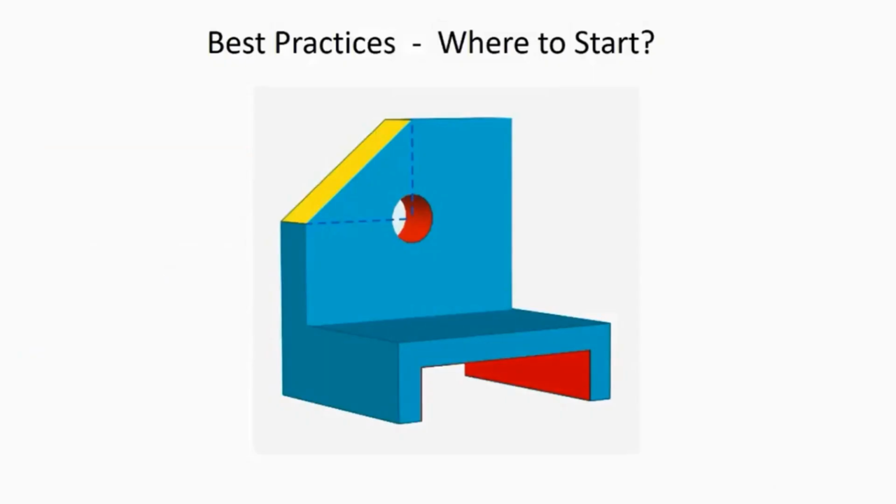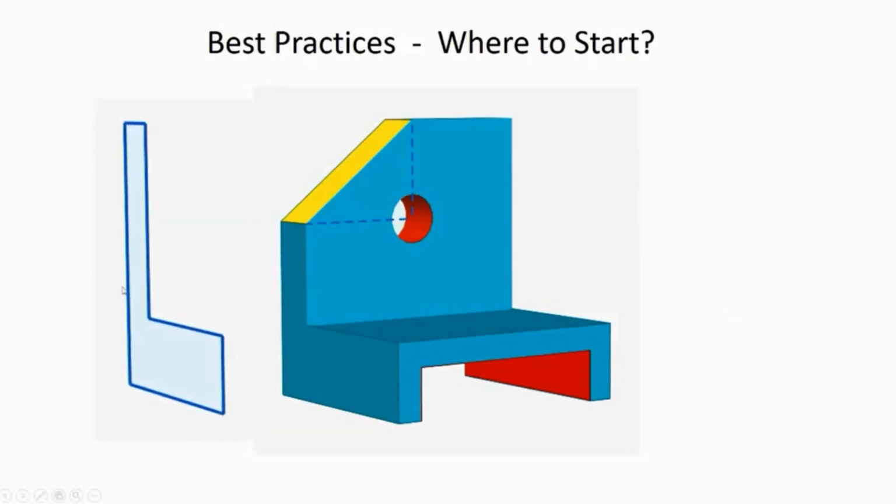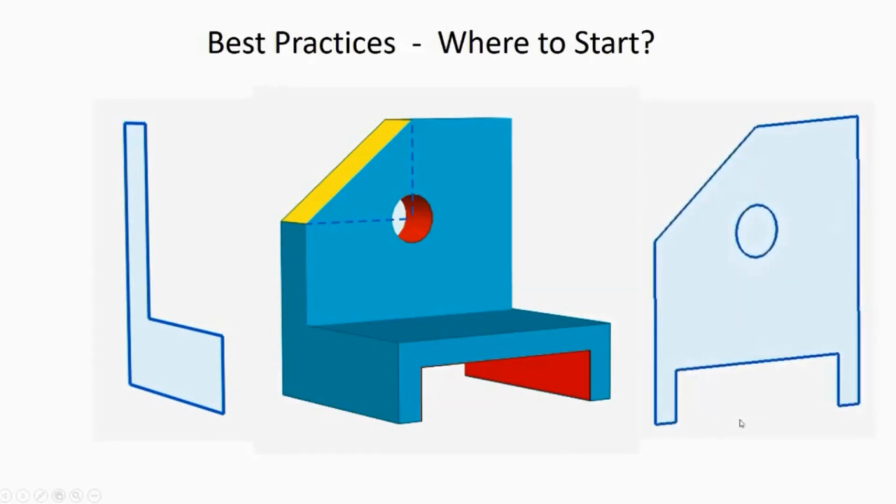Best practices, where to start. So if we wanted to create this model, we have two realistic solutions. We would start with this cross section and push this across and then do these three features. Or we could start with this cross section and push it back and then cut this piece out from here.